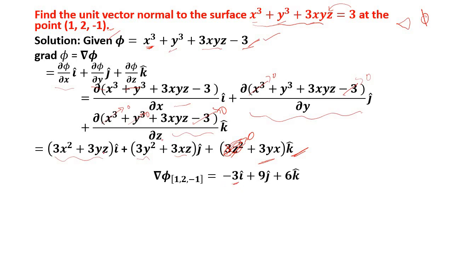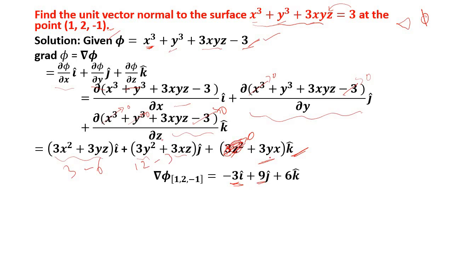3 along with here minus 1 we have. So 3 into 2, so this is 3, and here 3y, y is 2, so 6 into minus 1, so minus 6. 3 minus 6 is minus 3i. Now here 3 into 2, that is 2 square, so 12, and here xz, so minus 3, so 12 minus 3 gives 9.